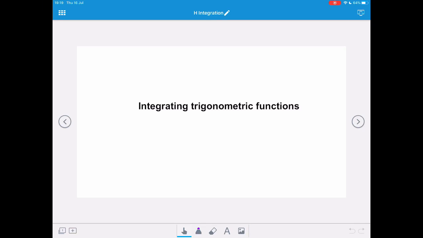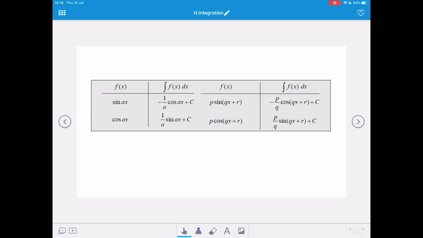In this video, we're going to look at integrating trigonometric functions, so functions that include sine and cosine. We can use the derivatives of the sine and cosine functions to understand these integrals. We know that the derivative of cos of x is negative sine of x.